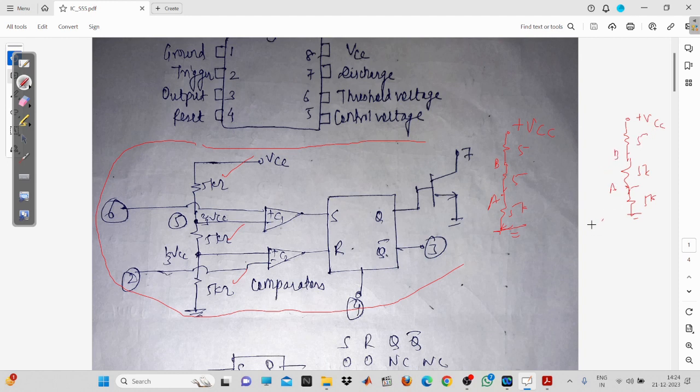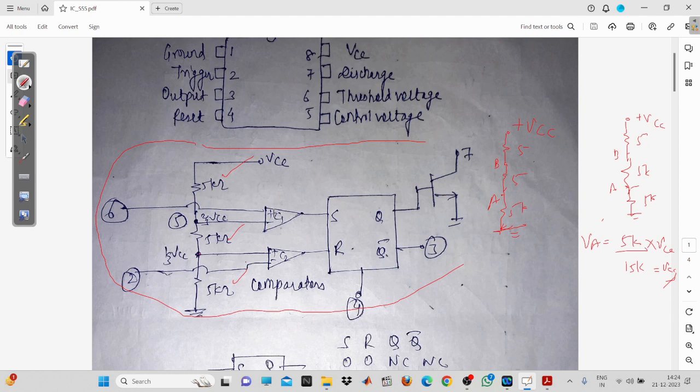VA will be equal to 5K upon the summation of all the resistances, that is 15K, into VCC. So that will be VCC upon 3. If all the resistors have the same value, then VB will be equal to twice VCC by 3. So you can have a look here. This is twice VCC by 3 and this is VCC by 3. So this point will be given to the comparator.